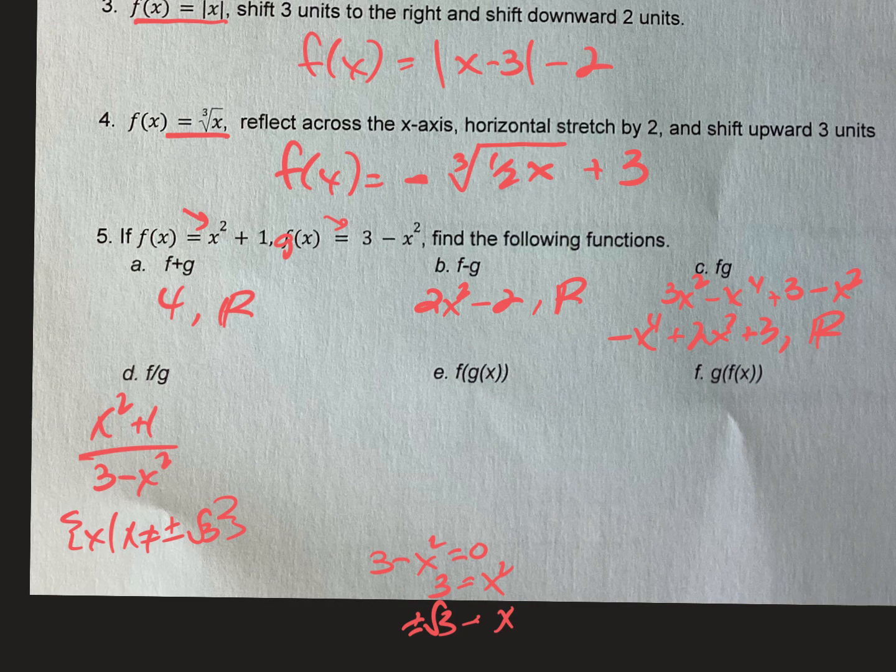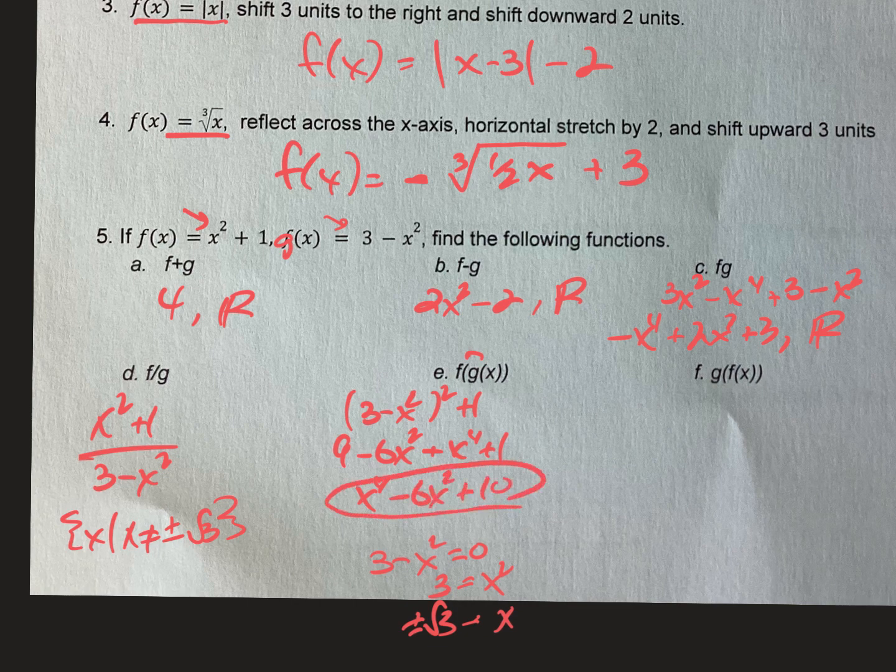And there you go. Part E says f of g of x. So I'm going to take g of x and plug it into f, which is going to look like 3 minus x squared plus 1. So I'm going to do square, multiply together, double, square. And I'm going to end up with an x to the fourth minus 6x squared plus 10.